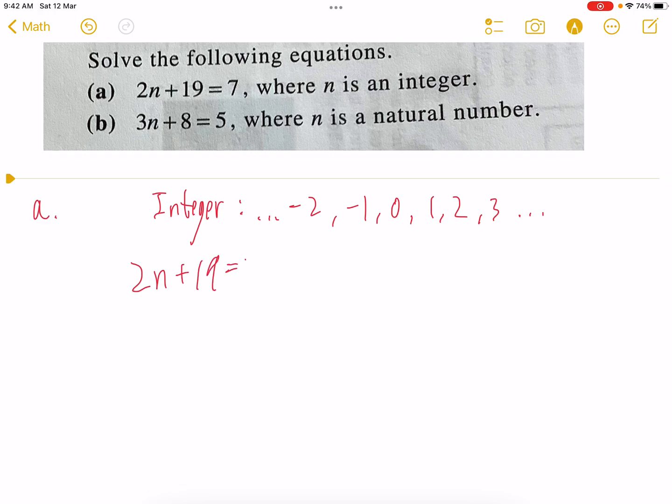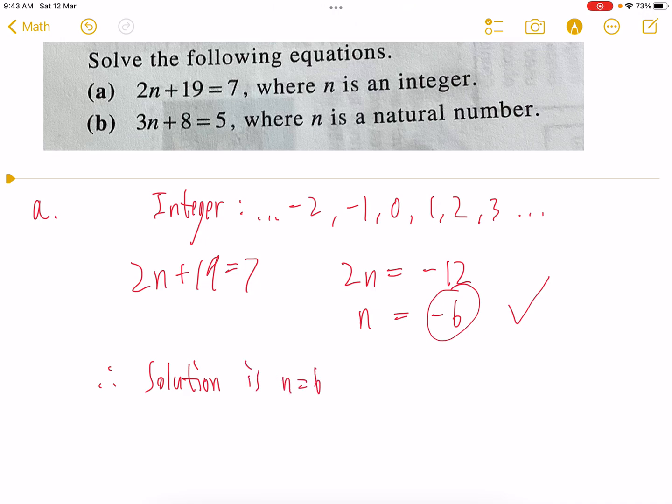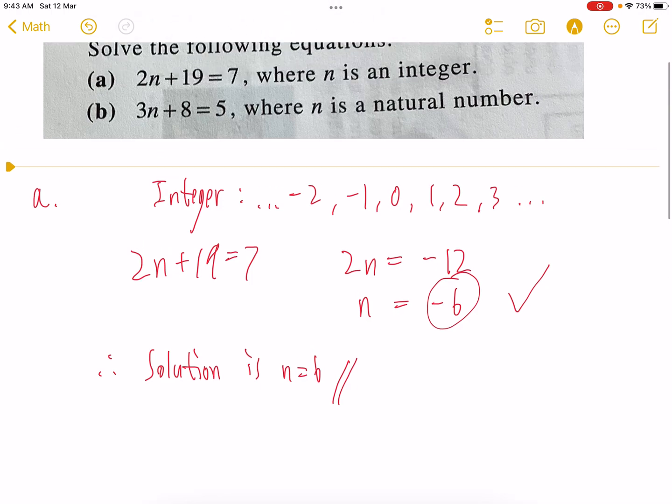2n plus 19 equals 7. Okay, so we just subtract both sides by 19 and we get 2n equals negative 12. And then we divide both sides by 2 to get negative 6. So you see negative 6 is a member of the integers, so it satisfies the condition n is an integer. So the solution is n equals negative 6. And we're done with the first one, part A.